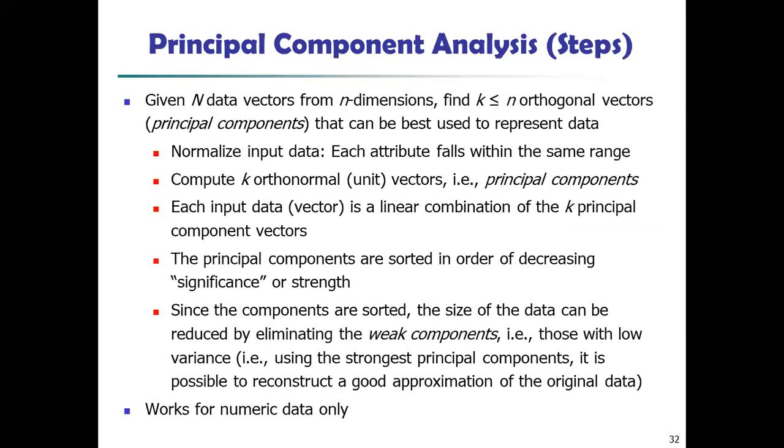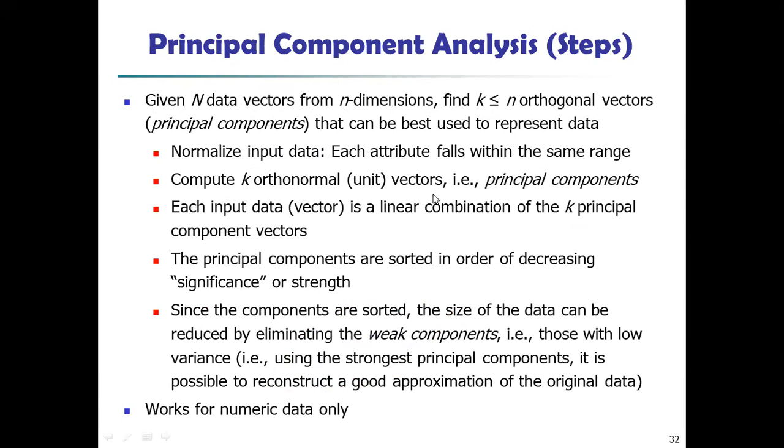See here, this is the given data. For example, in principal component analysis, these are the steps you must follow. First, given data: n data vectors, n dimensions. Find k orthogonal vectors, k less than or equal to n, the principal components that can be best used to represent the data. Normalize the input data so each attribute falls within the same range.